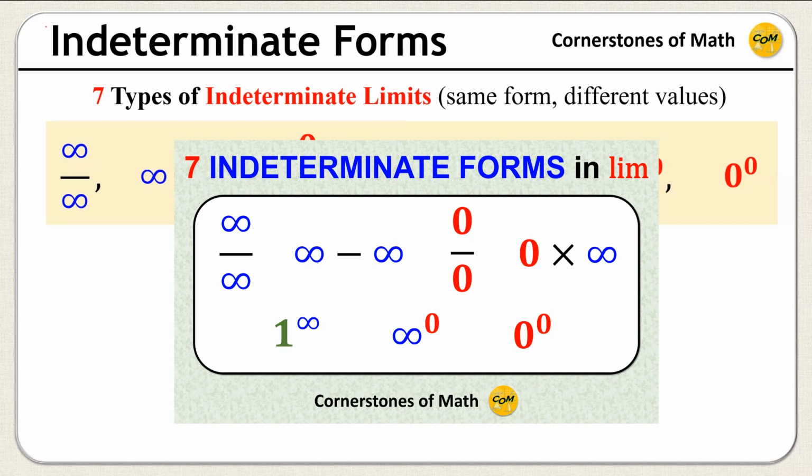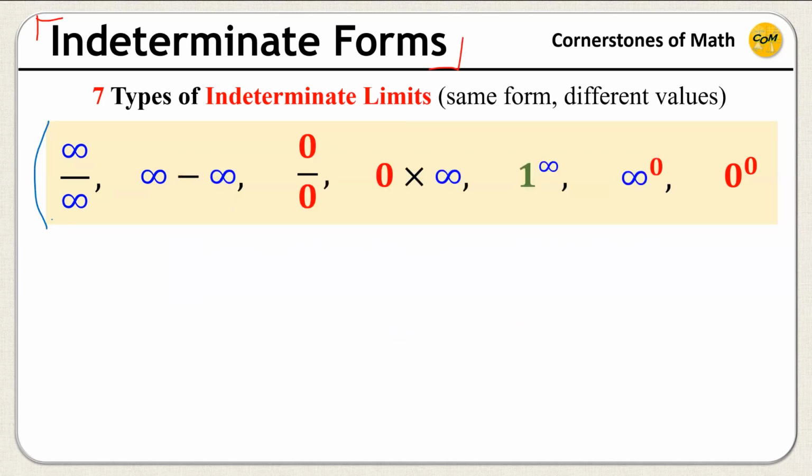In my previous video, which you can check the link in the description, I discussed so-called intermediate forms in limits. That is, if the limit is given in one of these 7 forms, then two limits that belong to the same form can result in different values. Those 7 intermediate forms are infinity over infinity, infinity minus infinity, 0 over 0, 0 times infinity, 1 to the power of infinity, infinity to the power of 0, and 0 to the power of 0.